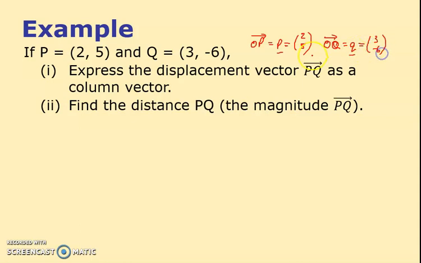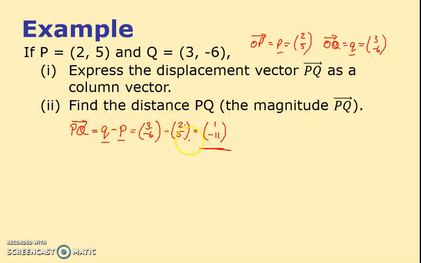And I've got to find PQ, so PQ is, remember, change the letters, Q minus P. And Q is 3 minus 6, minus the P, which is 2, 5. And if I do that, 3 minus 2 is 1, minus 6 minus 5 sounds like minus 11 to me. And that's it, that's PQ, written as a column vector.